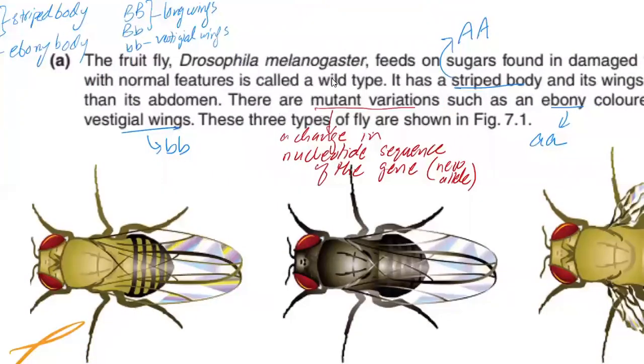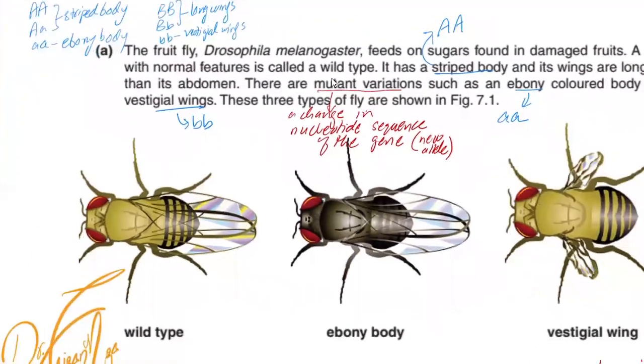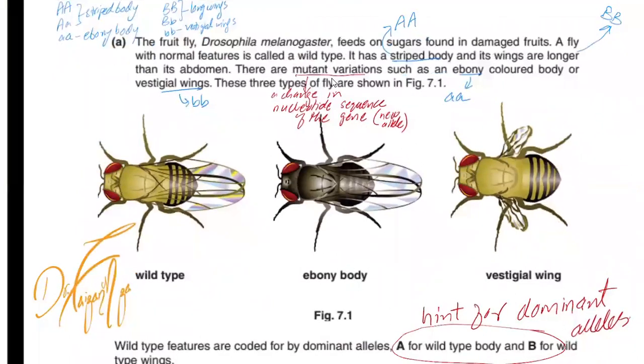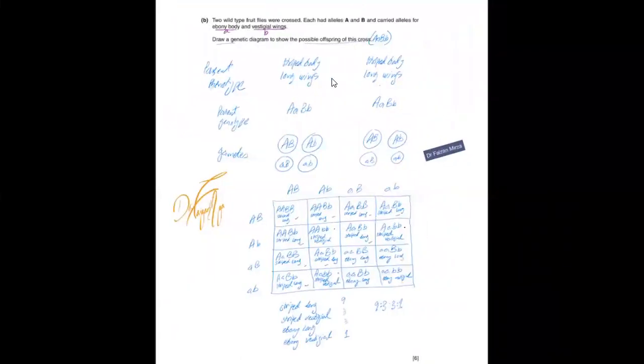Similarly, come to wings. Capital B, small b is represented in the long wings, and the vestigial wings are small b, small b. Keeping that in mind, we can write these letters to understand how this occurs. Mutant variation means that whenever a mutation occurs by chance, a nucleotide sequence will be changed, and the gene will end up having a new allele just by chance.